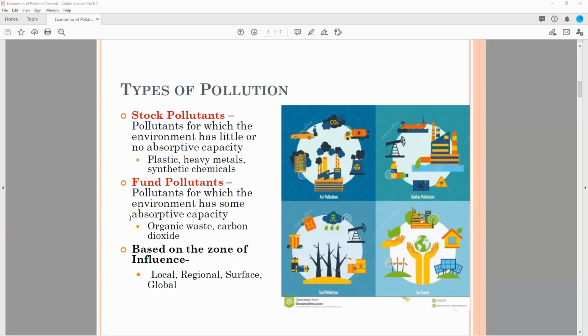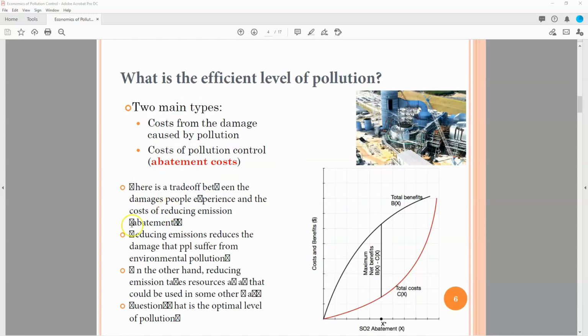And also, based on the zone of influence, we can see there are local pollution, regional pollution, surface pollution, and global pollution. The water pollution is often called the global pollution. The ocean pollution is often called the global pollution, and also the air pollution is often called the global pollution.